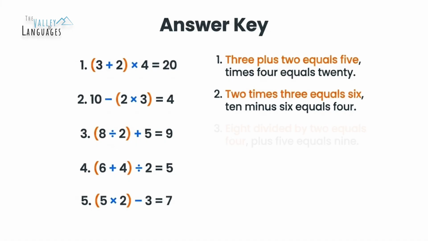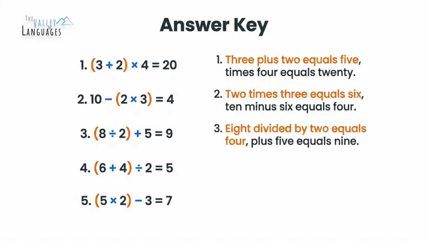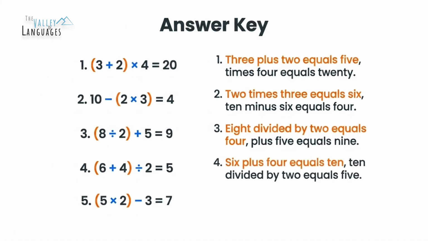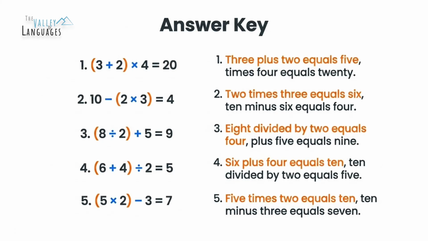Let's keep it rolling with the next 2. Really pay attention to the order of operations here. Number 3, 8 divided by 2 equals 4, plus 5 equals 9. And number 4, 6 plus 4 equals 10. 10 divided by 2 equals 5. And now for our final equation. Number 5, 5 times 2 equals 10. 10 minus 3 equals 7.